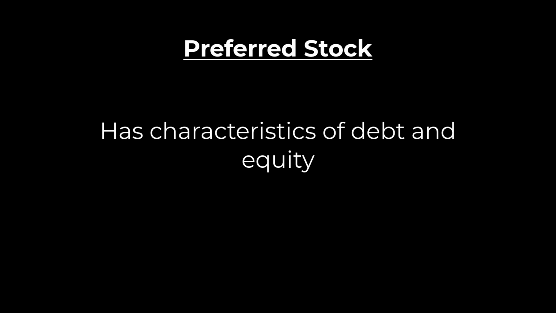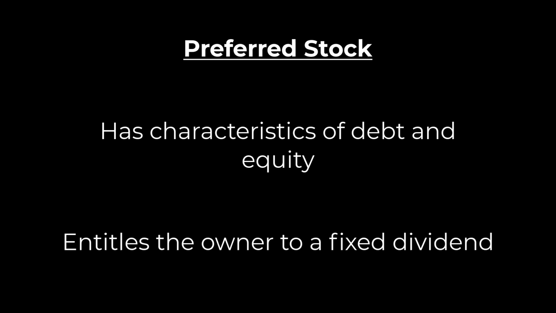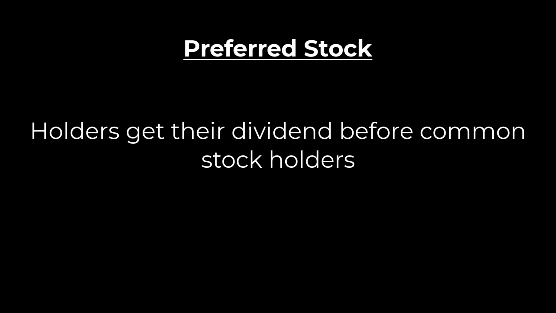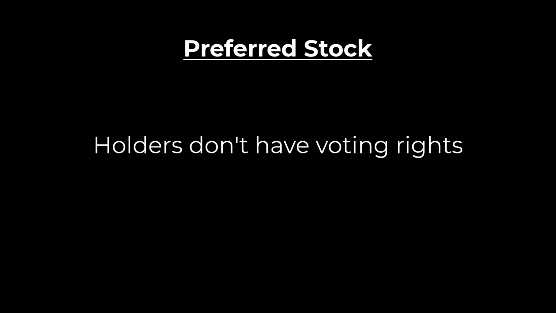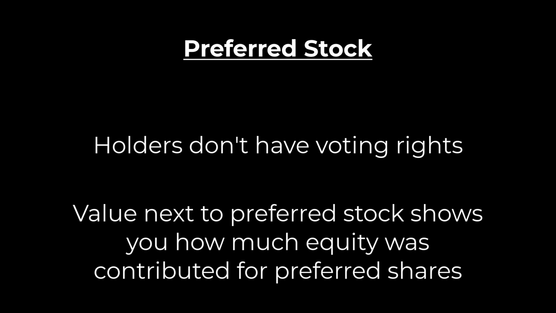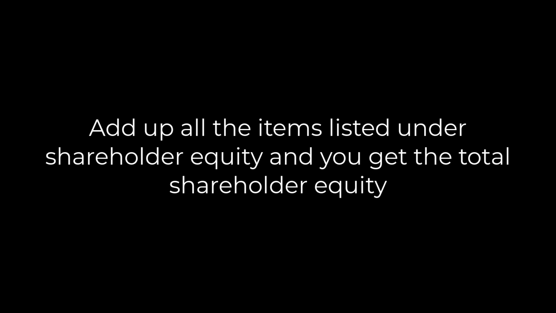Another type of equity that is far less common is preferred stock. Preferred stock has characteristics of debt and equity. Preferred stock entitles the holder to a fixed dividend. Preferred stockholders will be paid their dividend before common shareholders, but preferred stockholders don't get to enjoy the benefit of the stock's value going up. Preferred stockholders don't have voting rights like common stockholders. The value next to preferred stock on the balance sheet will show you how much equity has been contributed when the company sold preferred shares. If we add up all the items listed under shareholder equity, we get the total shareholder equity.